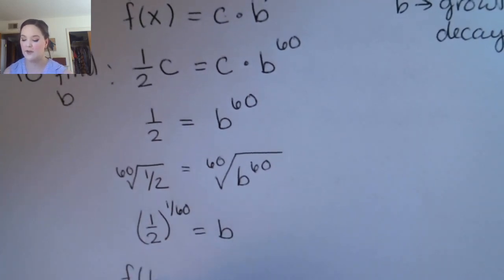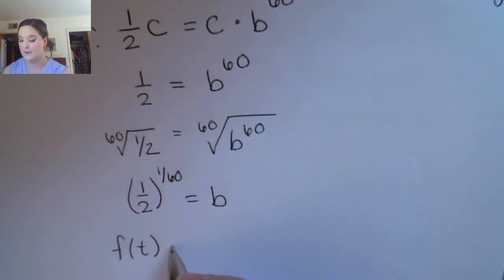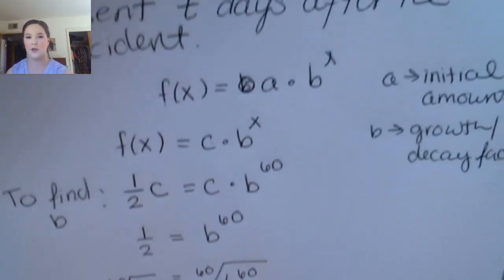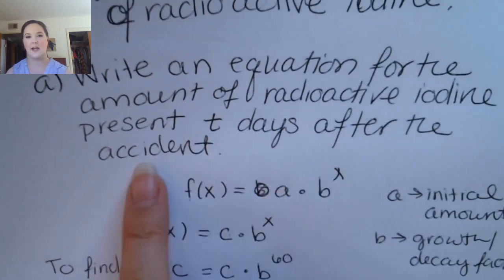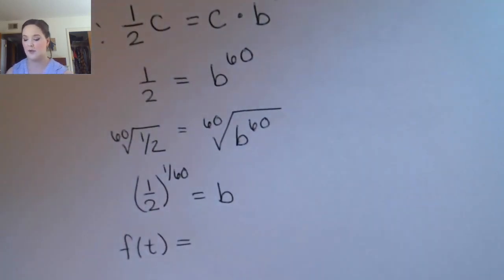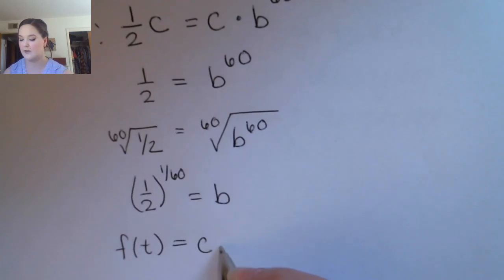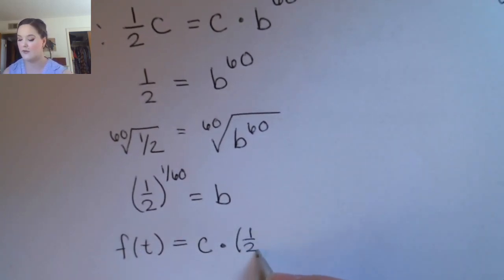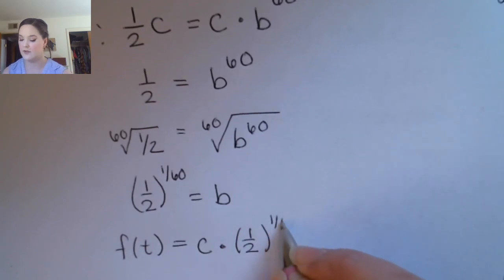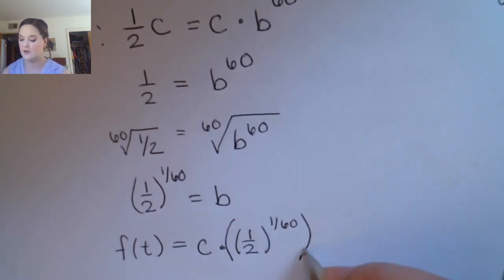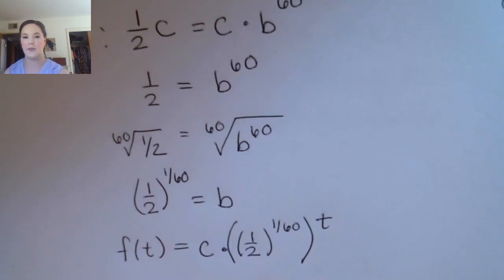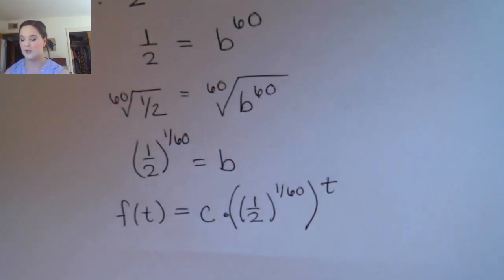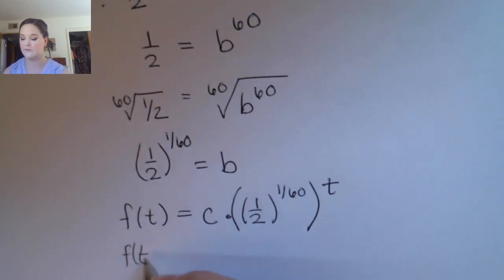I can write my function. I switched to t because the question says t days after the accident, so I'm going to use t as my input variable. My initial amount is C again, and now I know my b is 1/2 to the 1/60, to the t power. And I'm actually going to simplify this by multiplying these two exponents together.